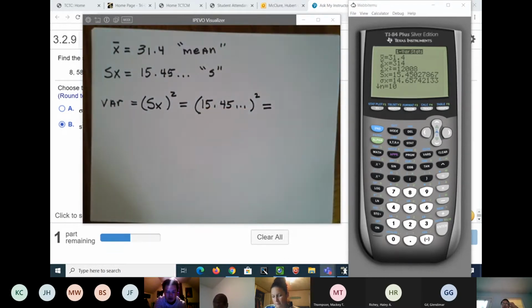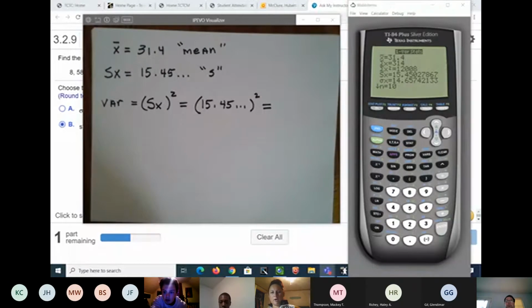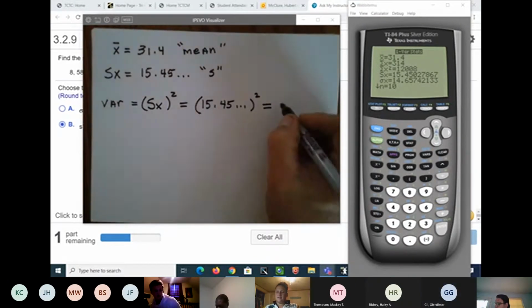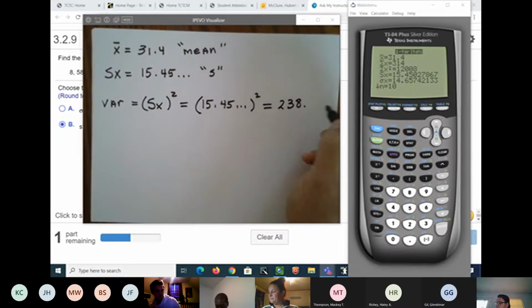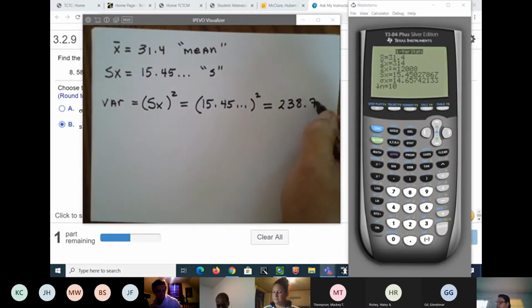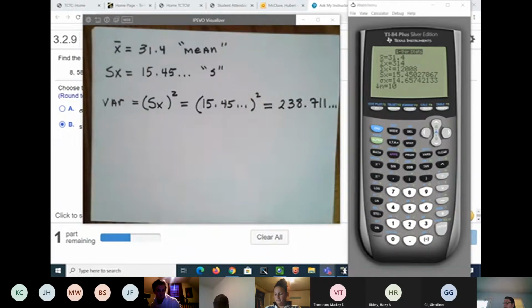Somebody tell me what you get. 15 times 15 is 225, so we know it's going to be at least 225. So what is 15.45027867 raised to the second power? 238.71119. That's fine. Y'all can finish it out with your calculator.